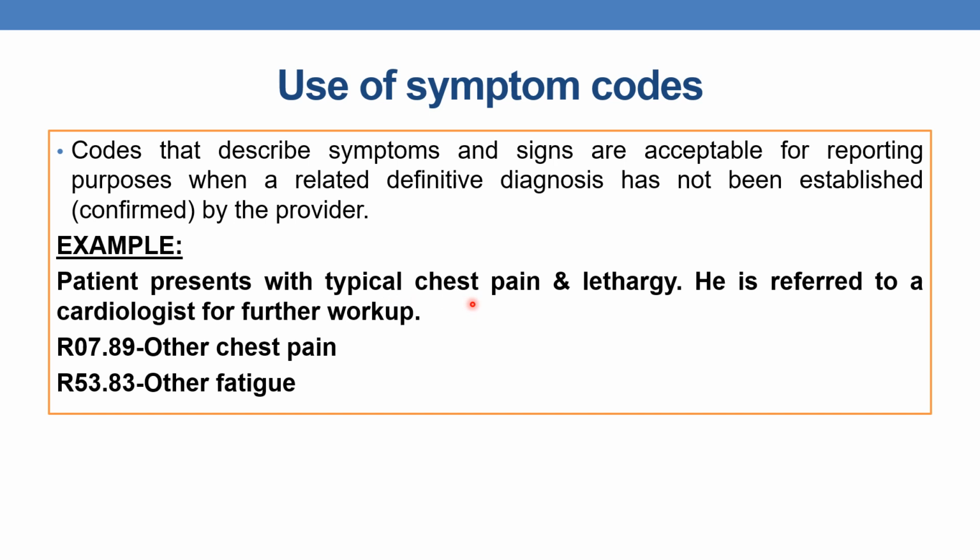Patient presents with atypical chest pain and lethargy. He is referred to a cardiologist for further workup. Here the definitive diagnosis has not been confirmed and the physician has suggested a cardiac workup. So here the appropriate codes are symptom codes. The first one is atypical chest pain, which is R07.89, and lethargy, which is R53.83, other fatigue. Since in this case there is no confirmed definitive diagnosis, here you can code symptoms.